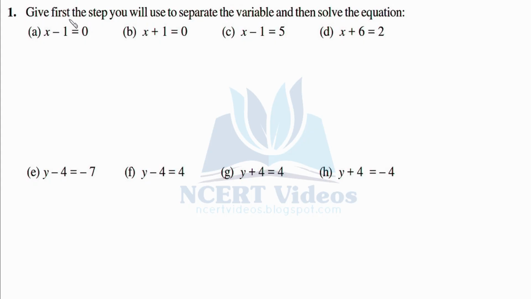Question first. Give first the step you will use to separate the variable and then solve the equation. So these are the following equations from A to H. Now what we have to do in this, first of all, we'll have to separate these variables like x. We have two variables, x and y, and we have to separate them first of all. That is, we will keep x on the left hand side and move the constants towards the right hand side.